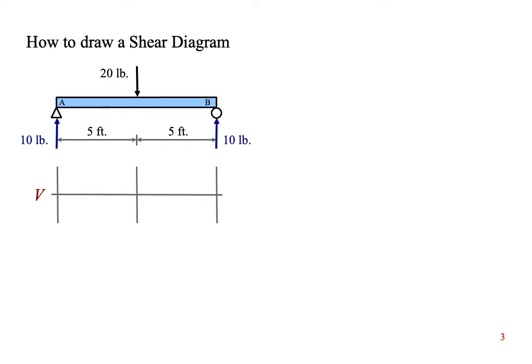To start, we'll draw construction lines below the load diagram wherever the load changes, either an applied load or a reaction force. Leave some room in your notes below the shear diagram because later we'll come back and add a moment diagram.